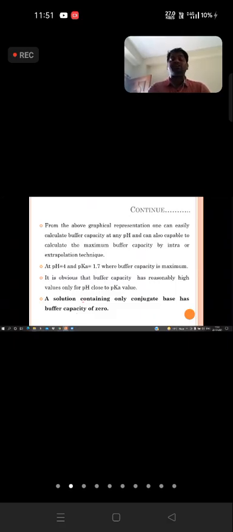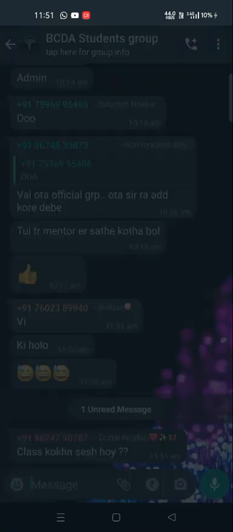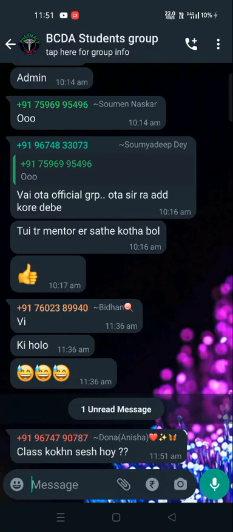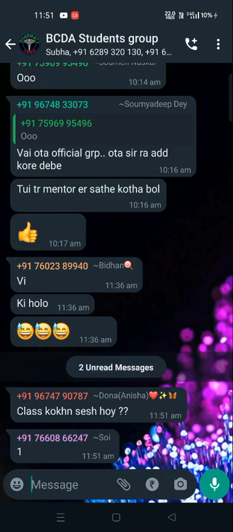So what kind of information is provided by a buffer capacity versus pH plot? This is one important question for your first lot exam. What kind of information is provided by the pH and buffer capacity plot? And these are 4 different pieces of information.